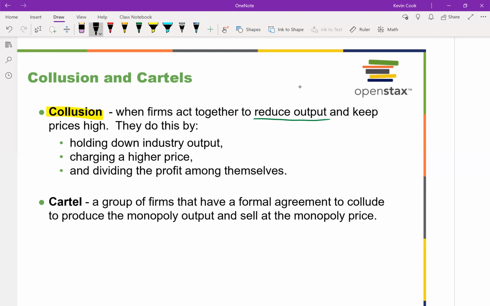So again, the way that we collude is we hold down our output, so we keep our quantity low. We want to charge higher prices, so we agree to charge a higher price, and we may also divide profits among ourselves. So we might say, hey, we're both going to charge a high price, but if more people come to mine than yours, we're going to split the profits. That way, you're not getting the short end of the straw.